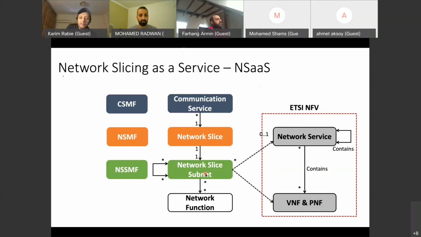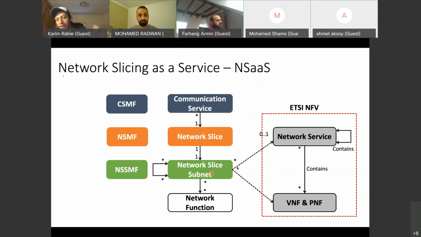SSMF, network slice subnet management function. Most of the community believe at this initial stage that the network slice subnet management function is very coupled with the function itself. So for example, if the UPF, which is the slice subnet in the core, is coming from Huawei, most probably the network slice subnet management function will come also from Huawei. However, for the NSMF and CSMF, there is more potential for open architecture and inter-vendor integration.